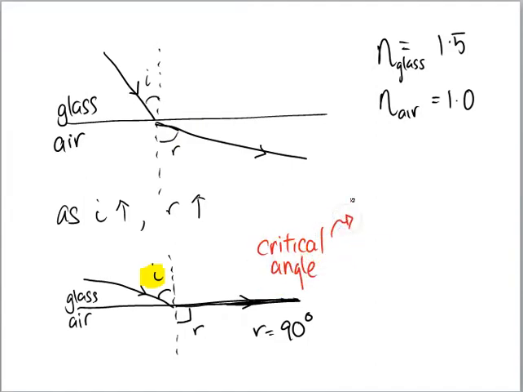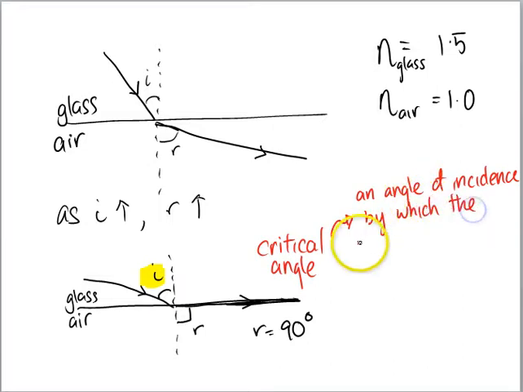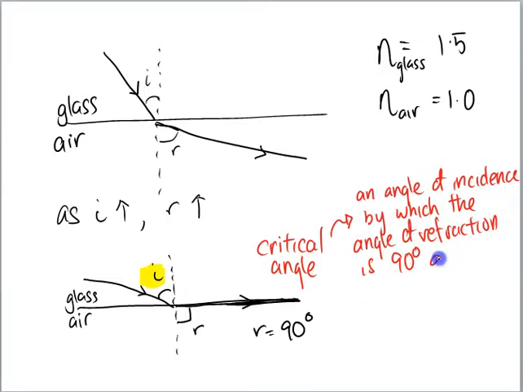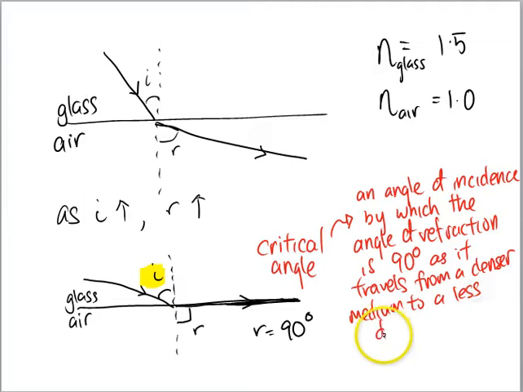So what is this critical angle? It is an angle of incidence by which the angle of refraction is 90 degrees as it travels from a denser medium to a less dense medium. So just take note, it is an angle of incidence.